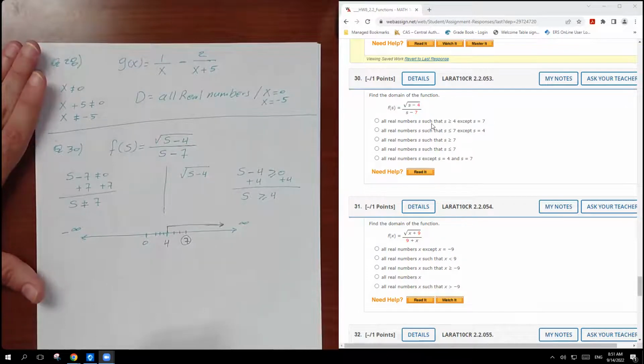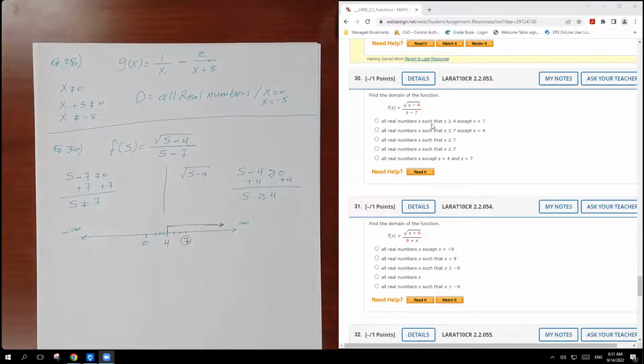That means what I'm going to do. How are we going to write the domain? Check here. They're telling you all real numbers such that x greater than 4, which is right. Here's x greater than 4, except x equals 7. So this is the right option.